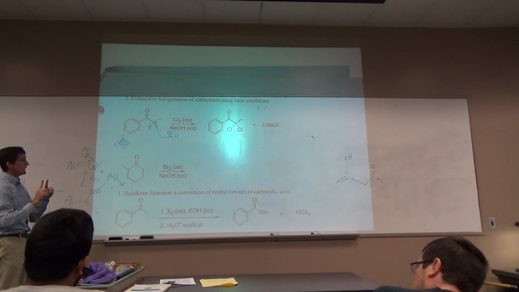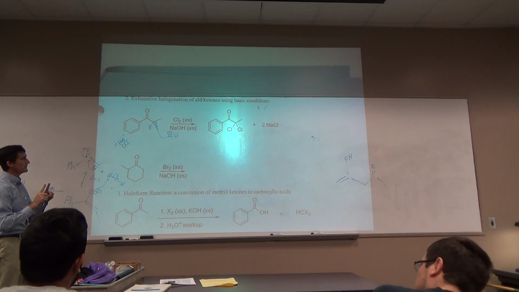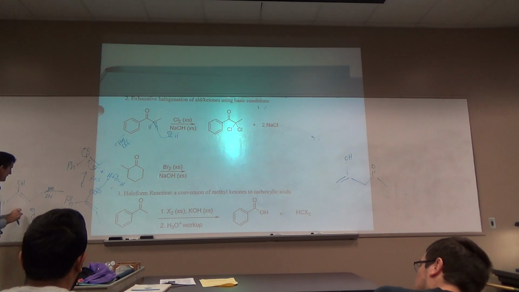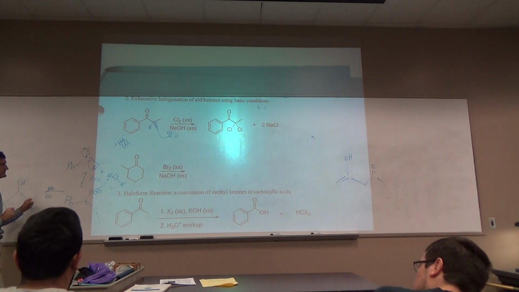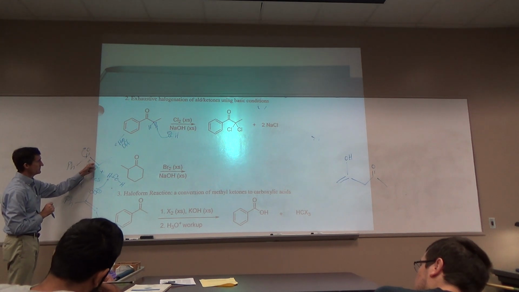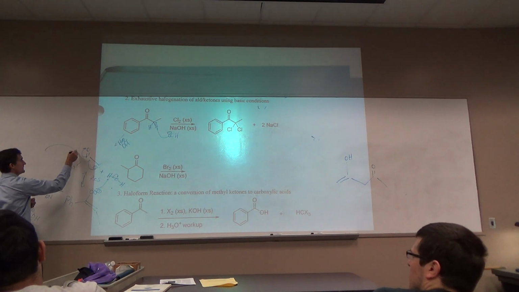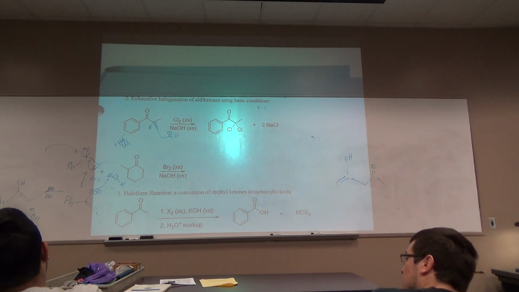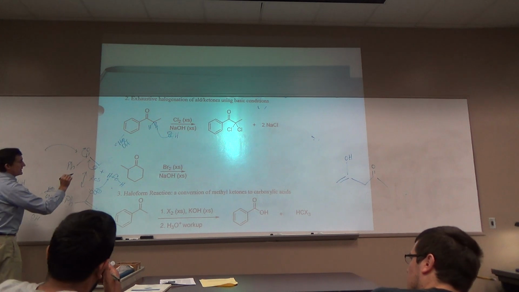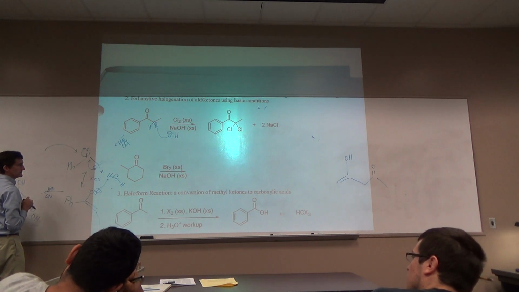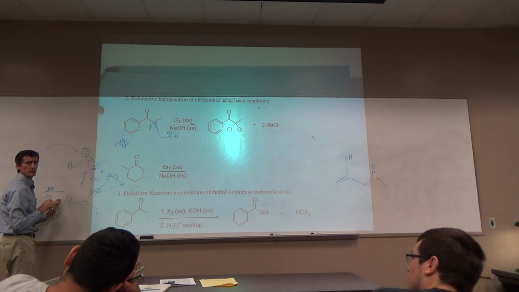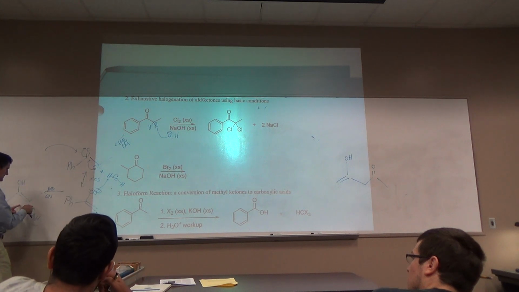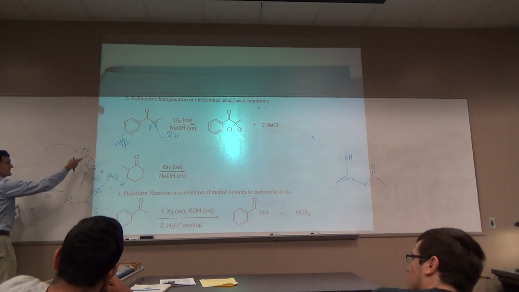But we kind of need to back up, because under basic conditions, the enol is really not your reactive species. The more reactive species is this guy, this anion. By the way, what's the name of this? This is an enol. This is the anion of the enol. I suspect some of you are confused. How is that the anion of the enol? I don't even see an ene.